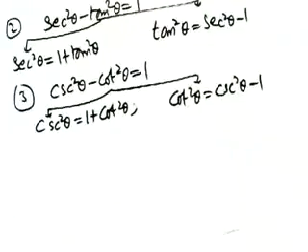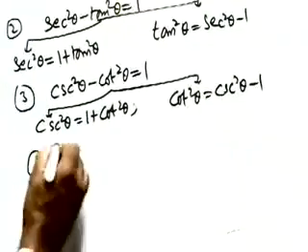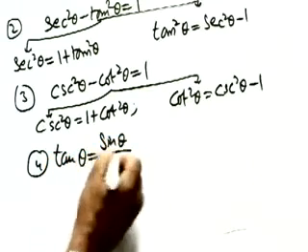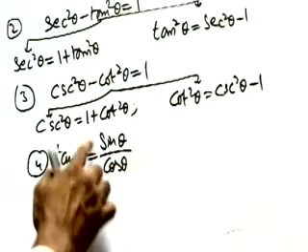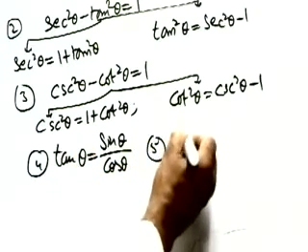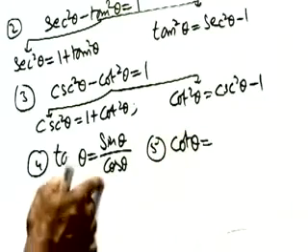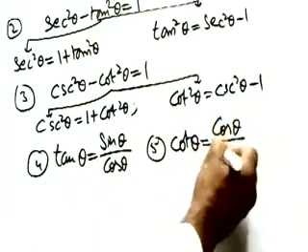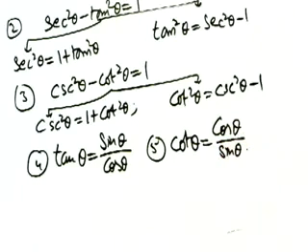One more thing, let me write here tan theta. Tan theta is written as sin theta by cos theta. So sin by cos will be tan theta. In the same way, cot theta. Cot is the reciprocal of tan, so reverse it: cos theta by sin theta.